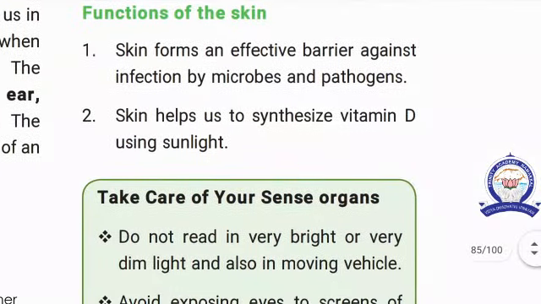Then the functions of skin. Skin forms an effective barrier against infection by microbes and pathogens. Microbe means virus, bacteria, fungus. Then skin helps us to synthesize vitamin D using sunlight.